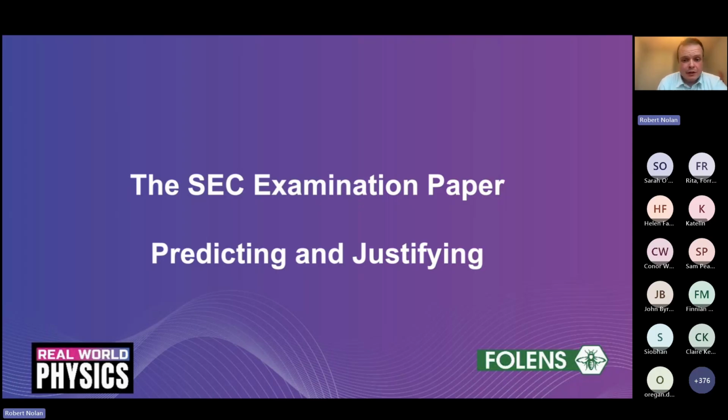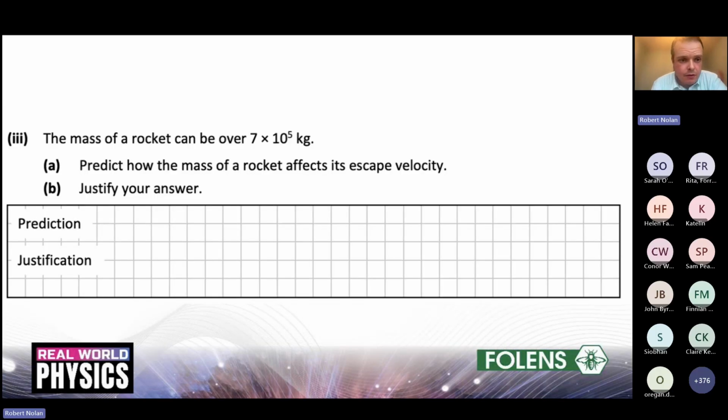Then there's the predicting and justifying ones. So here's one that I selected, again I think from the first sample paper. The mass of a rocket can be over 7 by 10 to the power of 5 kg. Predict how the mass of a rocket affects its escape velocity. And again, justify your answer. So not the hardest predicting and justifying question there, but still, it might take a bit of thinking. The prediction is the mass increases it. If you go back to that formula, Dan, I haven't quite learned it yet in my head, but Dan had it on one of the previous slides.